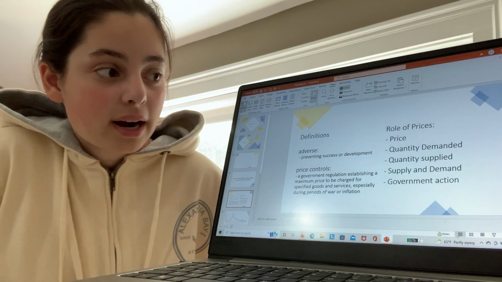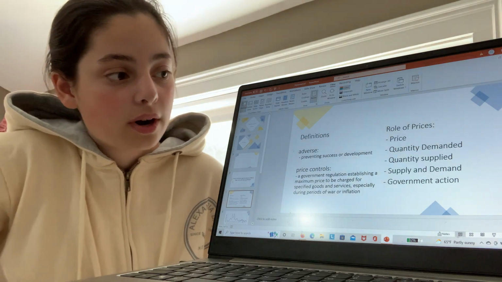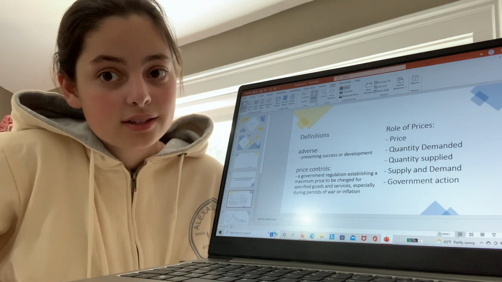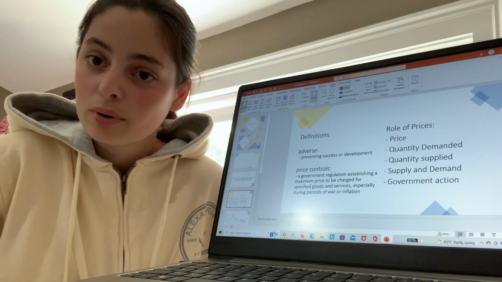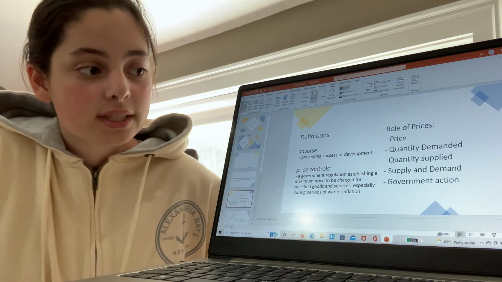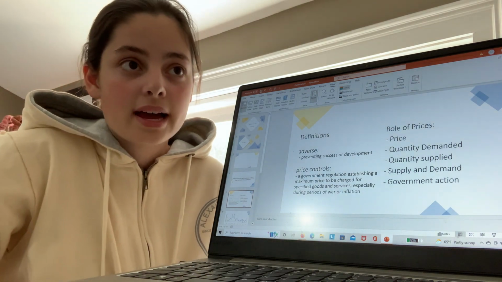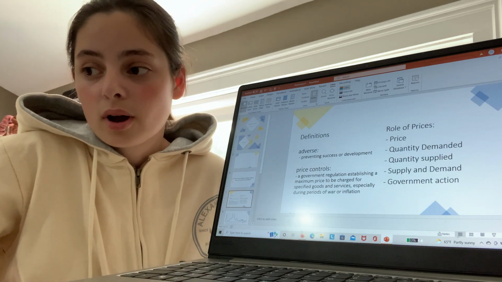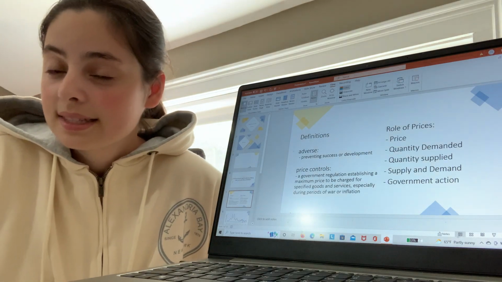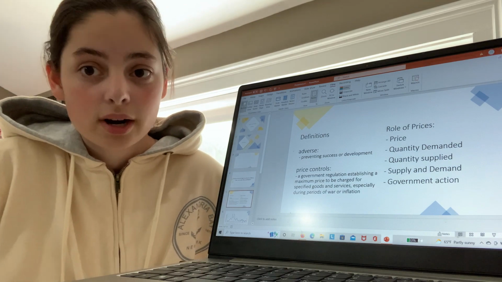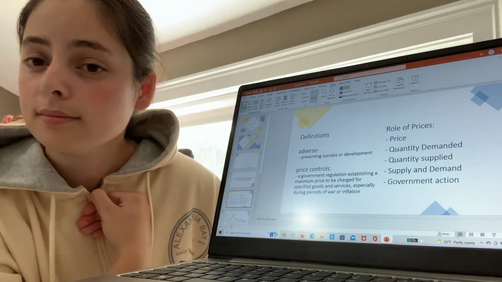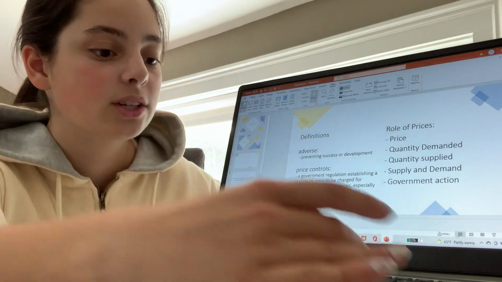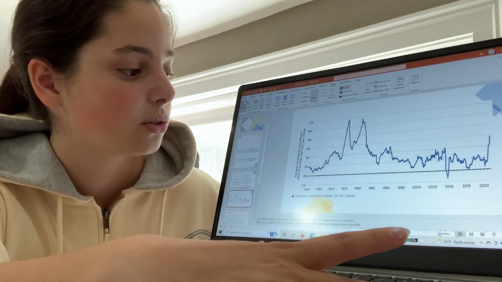So when the prices aren't at a good rate or the suppliers aren't producing goods that should be at a certain price, then the government will step in. Or if suppliers cannot produce a certain product at a good price and the consumer cannot afford a certain resource that is needed, then the governments can take action in creating those price controls.